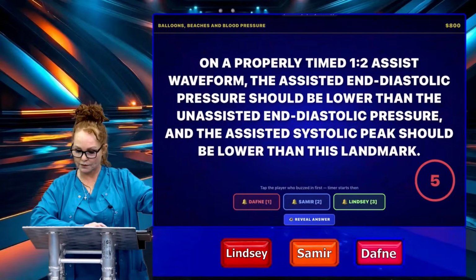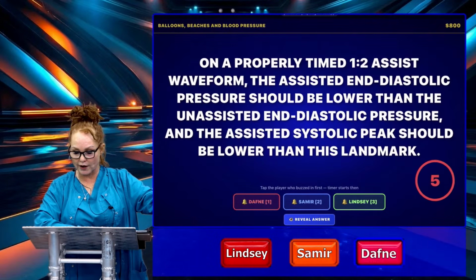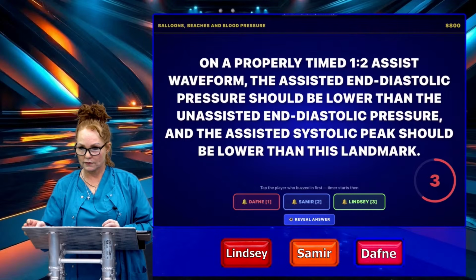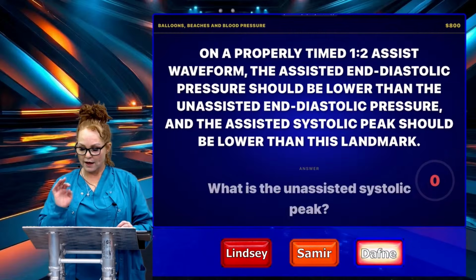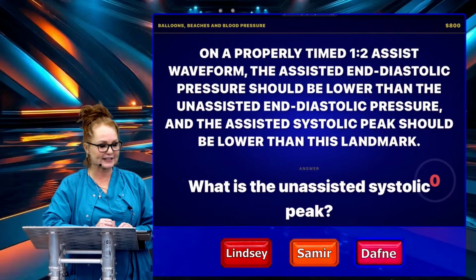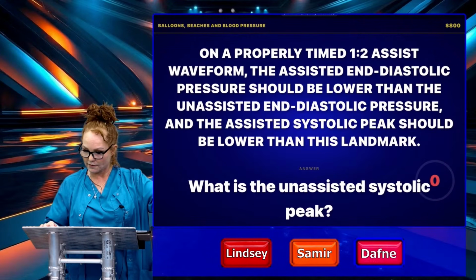Samir? Let's go with Balloons, Beaches, and Blood Pressure for 800. On a properly timed 1 to 2 assist waveform, the assisted end diastolic pressure should be lower than the unassisted end diastolic pressure, and the assisted systolic peak should be lower than this landmark. Nobody? It's a long question. You lost me. The unassisted systolic peak? Yeah, makes sense. There's a lot of words. Samir, you still have control of the board.